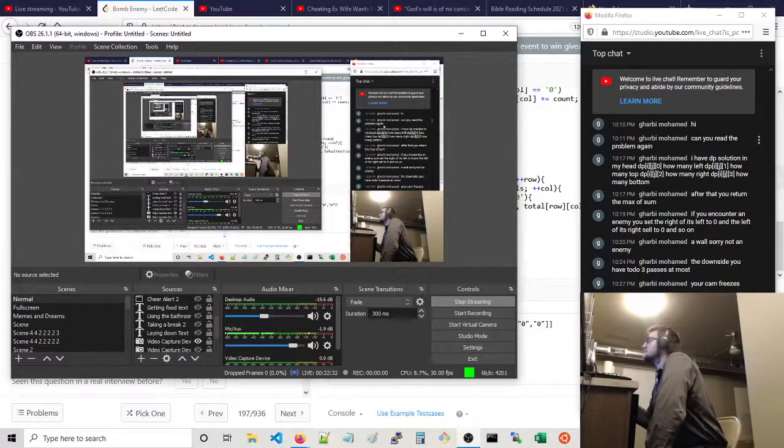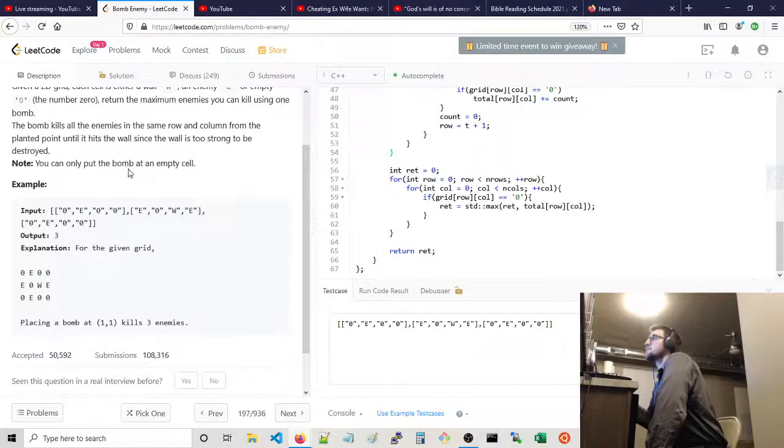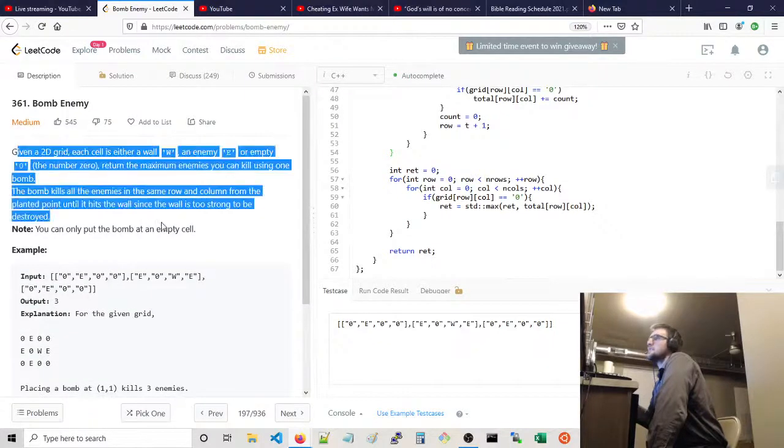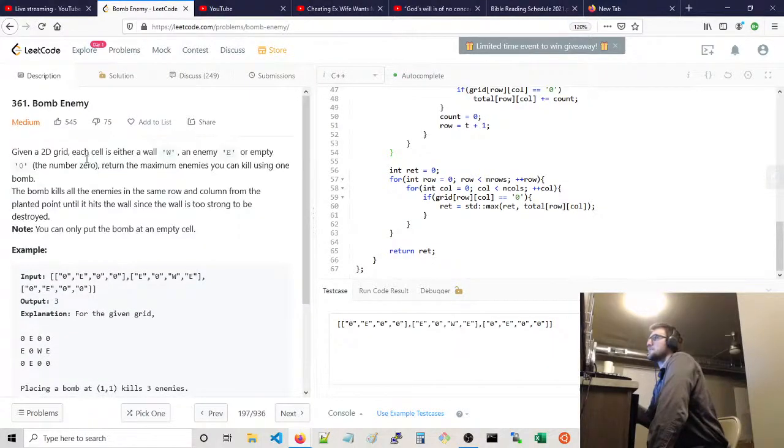Let's see. Read the problem again? Sure. I think maybe you understand it though. Maybe you get it. Put a bomb somewhere and it kills as many enemies as you can, and it doesn't go through the walls. And you can't place it where enemies are, only where the empty slots are.